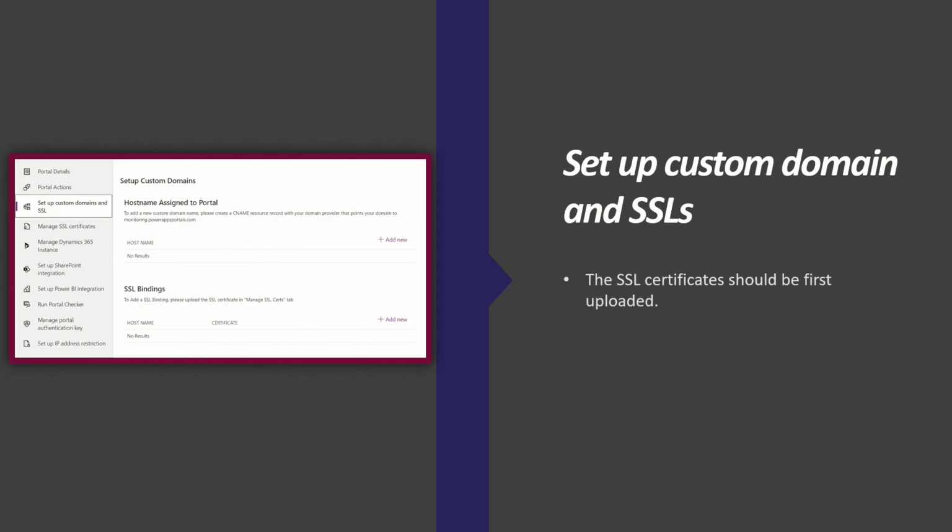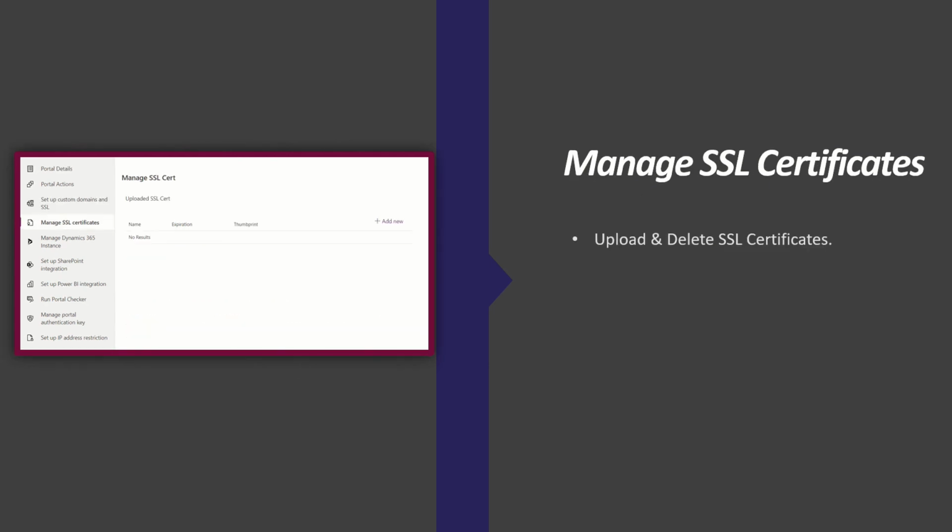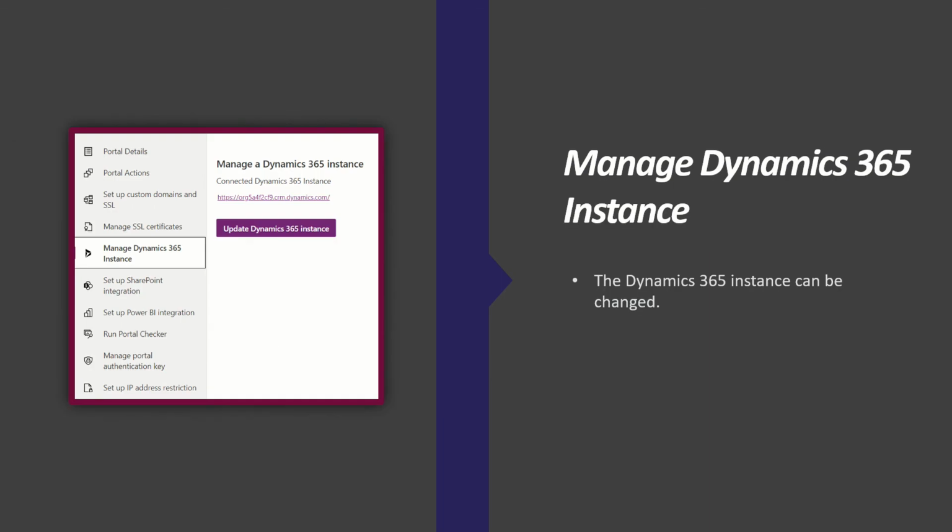As I mentioned before, we can set up a custom domain and the SSL certificate, so we can load them, manage them, delete them, and add new ones. We can also update the Dynamics 365 instance, and as I mentioned before, when we change that, this will not erase the data that you have configured in your previous environment. So you have to do it yourself using specific tools or manually.